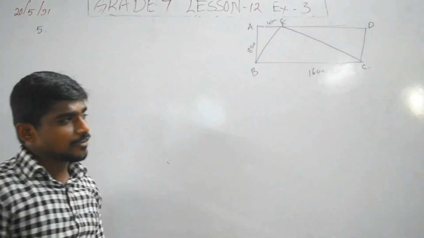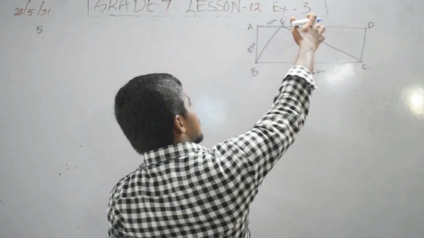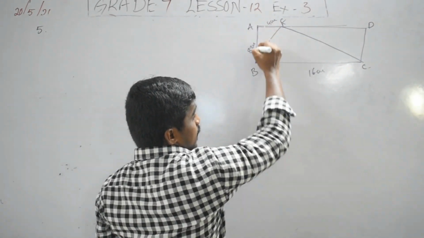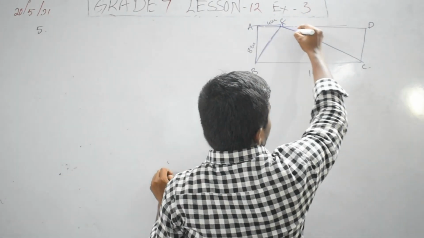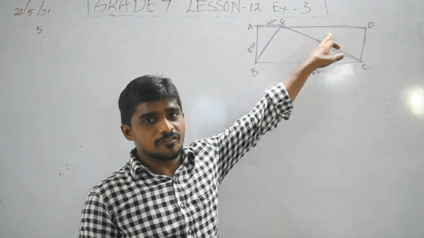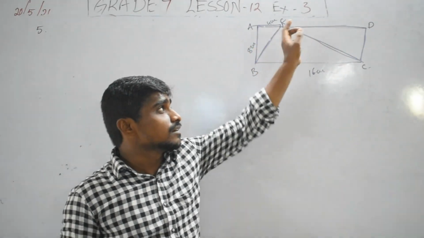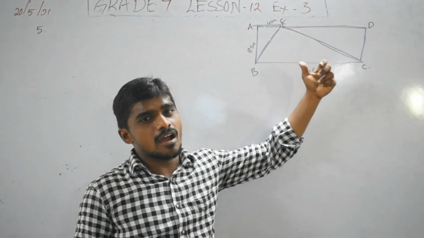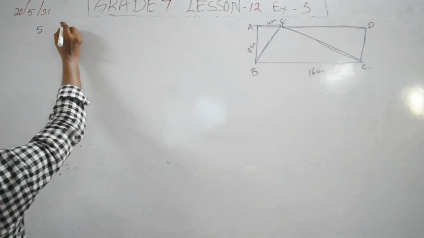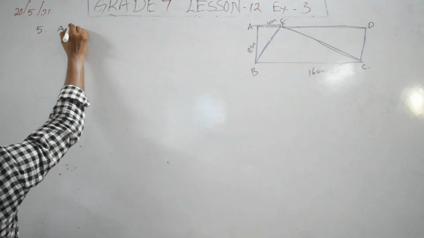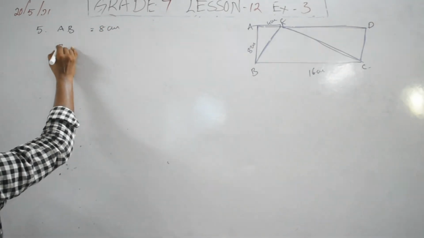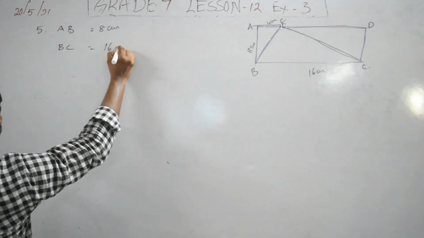So here we first find out this area of the rectangle, after that area of this triangle. Next area of this triangle we find, these two triangles we find, and add, next this total area of the rectangle, subtract, we will find this one. So here AB length how much? 8 centimeters. BC length how much? 16 centimeters.